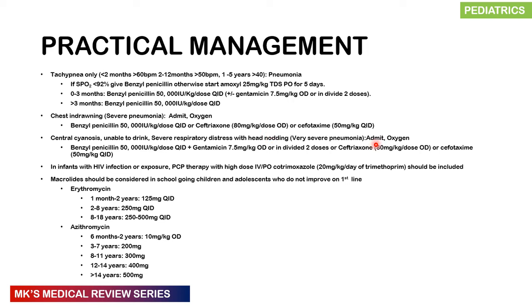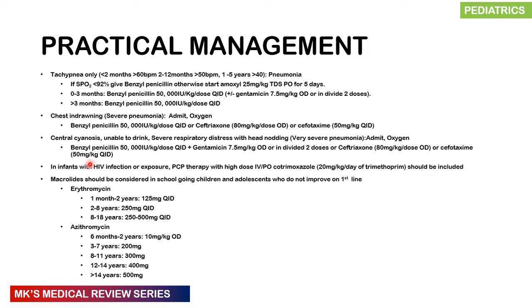So we generally want to admit the patient, give them oxygen, then start them on antibiotics. Our benzopenicillin at 50,000 international units per kg per dose 4 times a day, combined with gentamicin at 7.5 milligrams per kg once a day, or in 2 divided doses. Or alternatively, we can just put them on ceftriaxone at 80 milligrams per kg per dose once a day, or cefotaxime at 50 milligrams per kg QID. Remember that in the neonatal period, we want to avoid ceftriaxone because of the risk of displacing bilirubin from albumin and the risk of kernicterus. So we usually use cefotaxime.